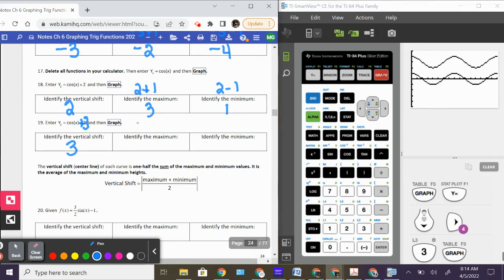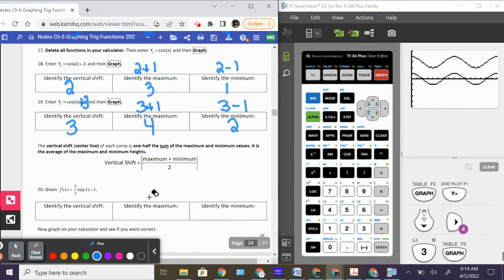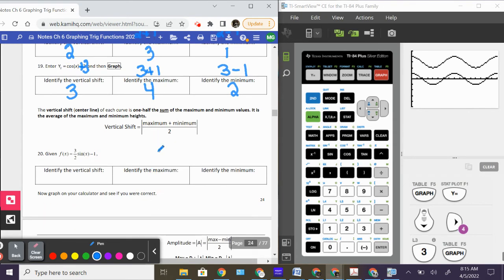Okay, and the maximum, again, we take the vertical shift plus the amplitude, which is 4. For the minimum, we take the vertical shift minus the amplitude, which is 2. Okay, so if we do have the high and low points and we wanted to find what the vertical shift was, say if I gave you a graph, you could just average the max and min values, right? 4 plus 2 is 6, divided by 2 gives us 3.